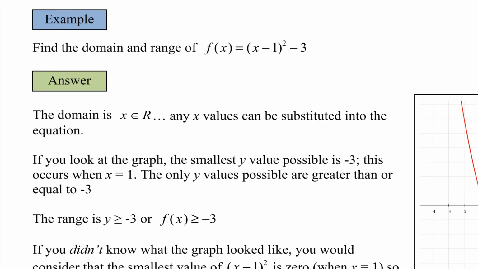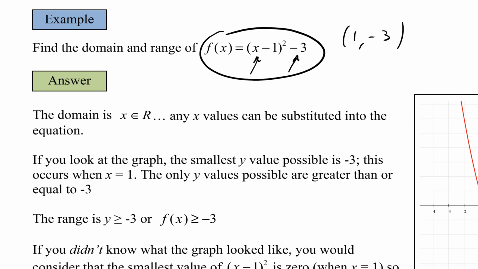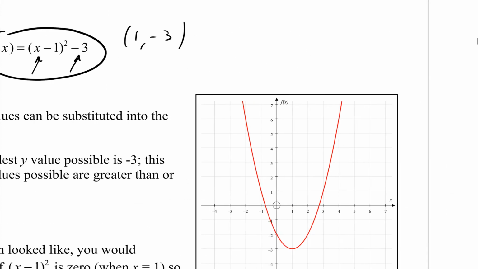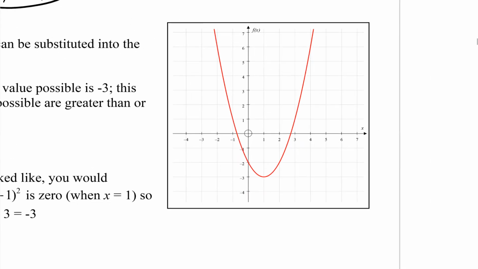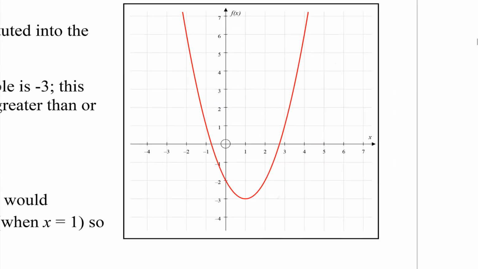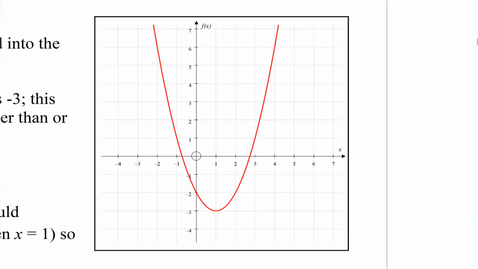Alright, so we want to find the domain and range of this function here, f of x is (x minus 1) squared minus 3. This is a quadratic with a turning point of (1, negative 3). So we know it has a minimum value at (1, negative 3), and if you put x equals 0 in there, you get (negative 1) squared, which is 1, minus 3 is negative 2. So here's a quick sketch of this. It doesn't have to be accurate. Obviously this is nice and accurate, but a quick sketch of this graph will really help you to see what the domain and range is.